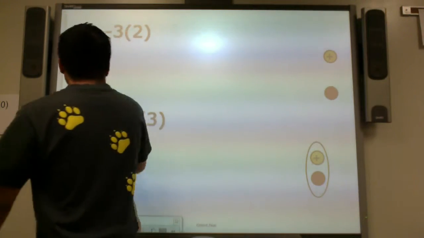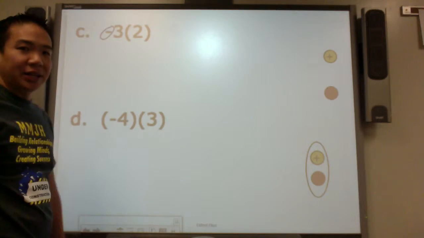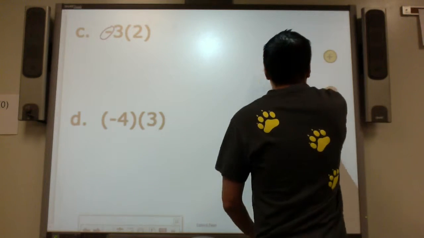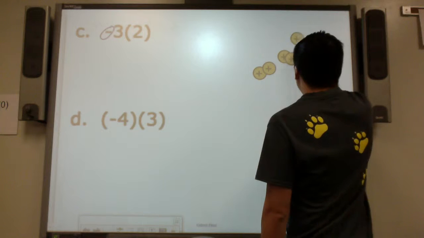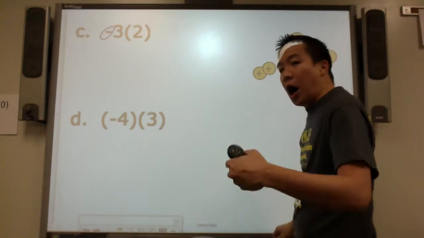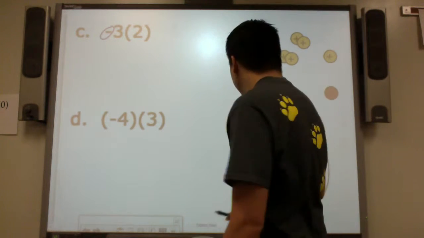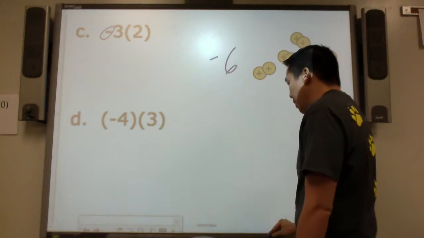Negative 3 times 2. What's the opposite of 3 groups of 2? That's positive 6. Opposite of 6 is negative 6.